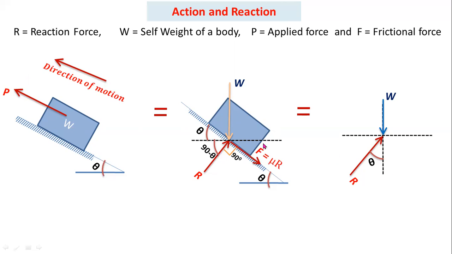If the direction of motion is upward, then you have to consider a frictional force in the downward direction. Frictional force always acts parallel to the support. F equal to mu R is the frictional force, and this is the applied force. Now you have to draw these two forces here. This is the frictional force mu R, and it makes an angle theta with respect to the x-axis.